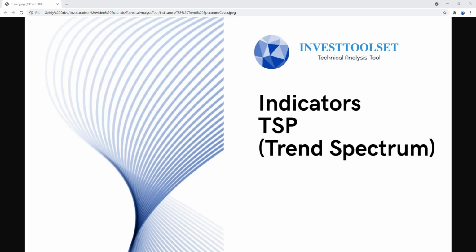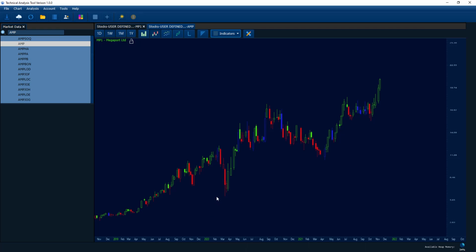So I'm going to talk about the trend first, just in case somebody does not understand this concept, and then after that I'm going to dig into this particular indicator and how we can use it. Okay, so let's move on to our application.